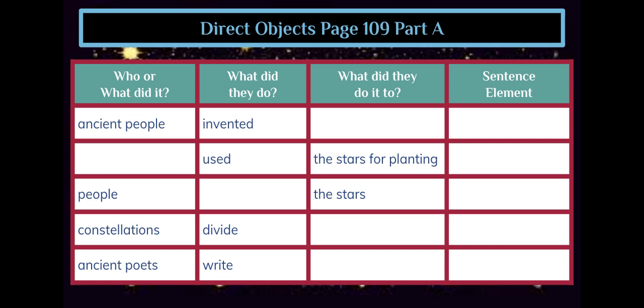Turn to page 109 and let's look at the instructions for Part A. Fill in the chart for each sentence using the question from Masterpiece Sentences. Write subject, predicate, or direct object to indicate the sentence element that was added to complete each sentence.